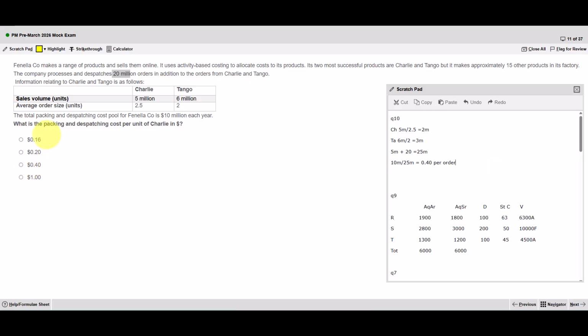That's one of our answers, but just check we're answering the question. We want the packing and dispatching cost per unit. We've got per order. An order has 2.5 units, which is 16 cents.